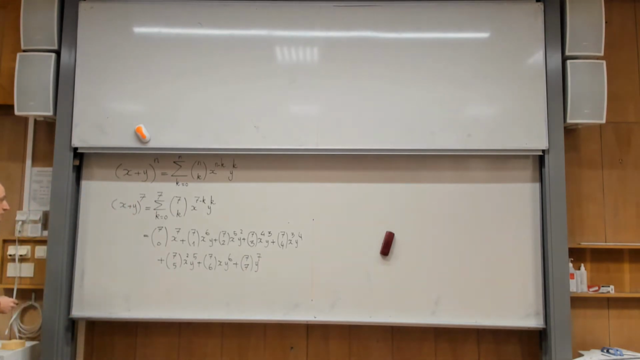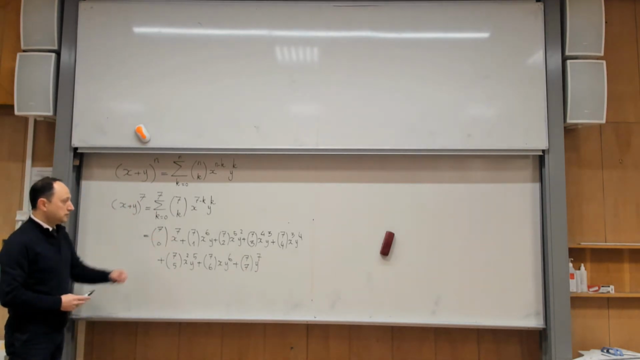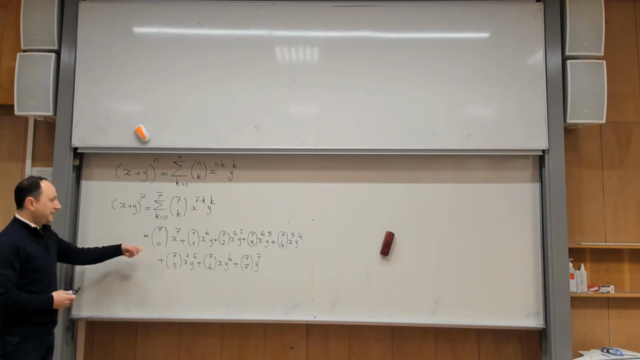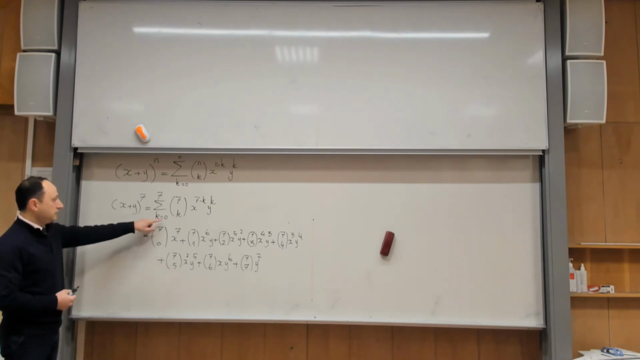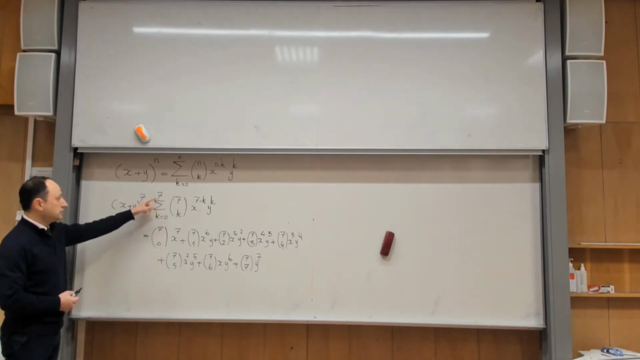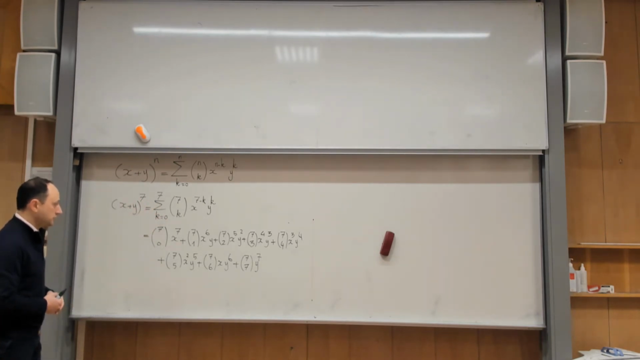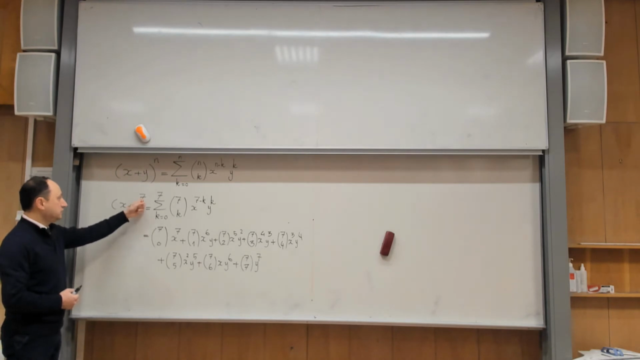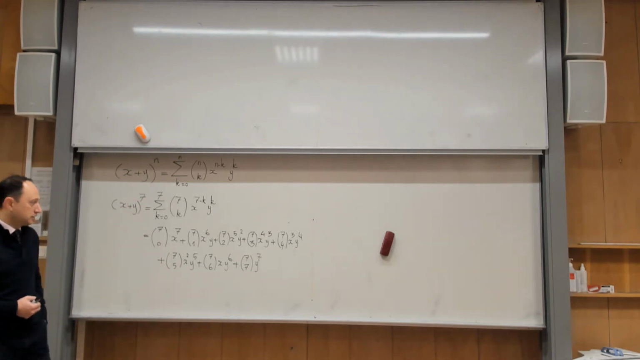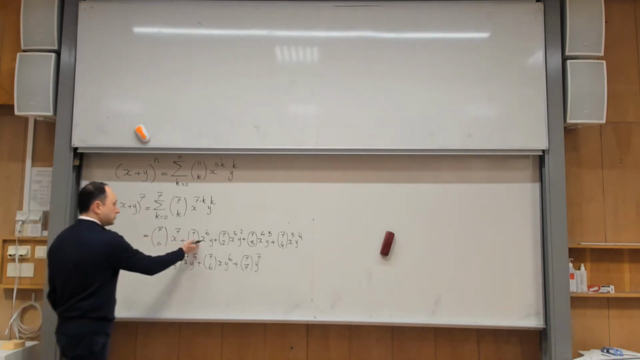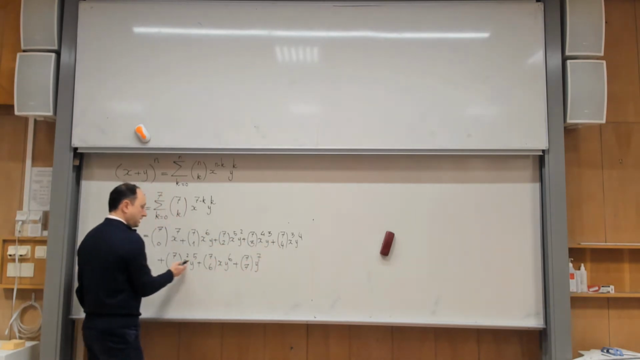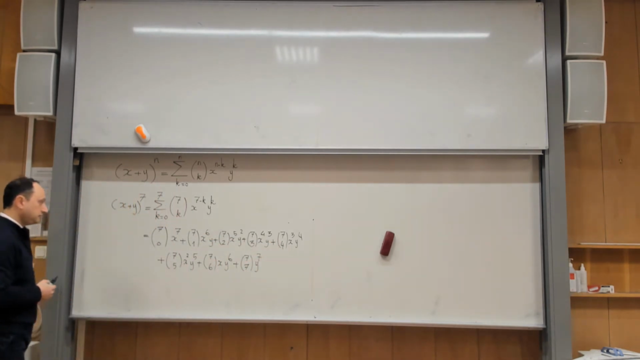First of all, if I ask you how many terms are involved, there are 8 terms. If k were starting from 1 to 7 that would be 7 terms, but it starts from 0, so you always have 1 term more than the power that you have here. If you count them, 1, 2, 3, 4, 5, 6, 7, 8 of them are there.